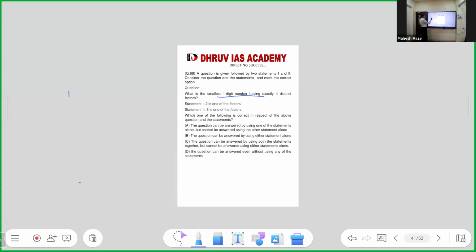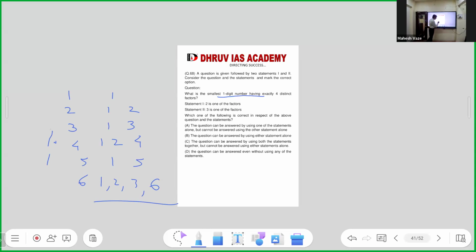See, naturally for 1, the factor is 1. For 2, the factors are 1 and 2. For 3, it is 1 and 3. For 4, 1, 2 and 4. For 5, 1 and 5. For 6, 1, 2, 3 and 6. So there are 4 distinct factors. So here itself we have got our answer. The smallest one digit number having exactly 4 distinct factors is 6. So even without looking at the 2 statements, we have found the answer.